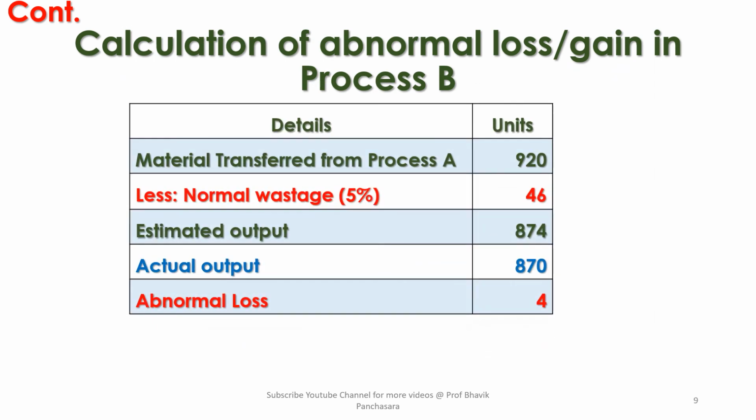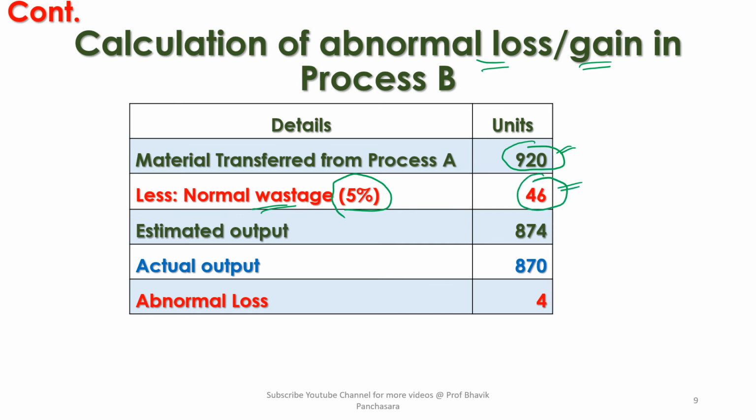Okay friends, now we are moving towards the calculation of abnormal loss or gain for the next process, that is process B. In this process, we will first show the material transfer from process A. So that is 920 units. Now the percentage of normal wastage for this process is 5%. We will apply it on 920 units.